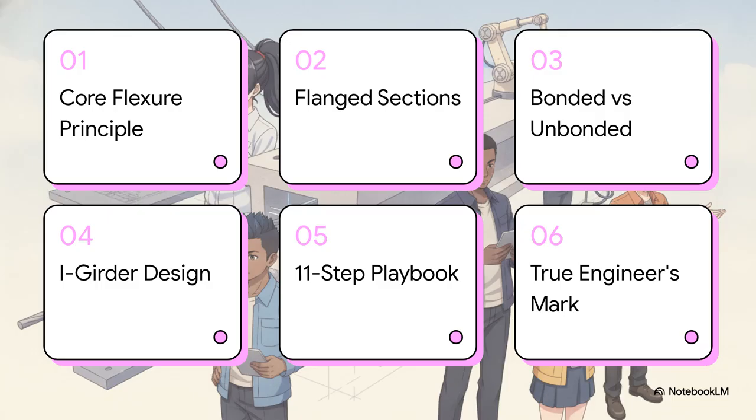1. The core flexure principle. 2. Real-world flanged sections. 3. Bonded versus unbonded tendons. 4. The I-girder design challenge. 5. The 11-step design playbook. And finally, 6. The true engineer's mark.